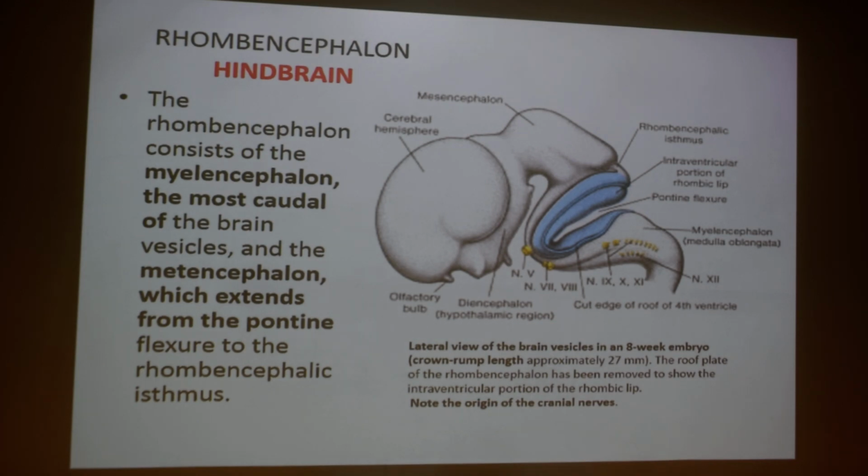The caudal part of the rhombencephalon, this whole thing is the rhombencephalon, is called the myelencephalon. And from the pontine flexure to the rhombencephalic isthmus, which is here, this is the rhombencephalic isthmus, and this is the pontine flexure. From here to the rhombencephalic isthmus, this area is called the metencephalon.